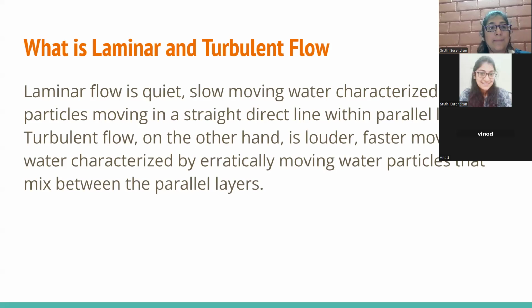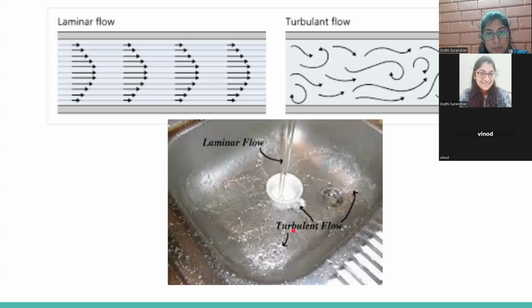Laminar flow is a very slow moving water flow that is characterized by water moving in straight lines in parallel layers, whereas turbulent flow is characterized by very erratic and very fast movement of water. So this is how we depict laminar flow and turbulent flow. In real life, if you open the tap, water will flow from the tap in a very straight manner, and that kind of flow is called laminar flow. And the splashing of water as a consequence of opening water into a sink, this kind of erratic movement of water is called turbulent flow.